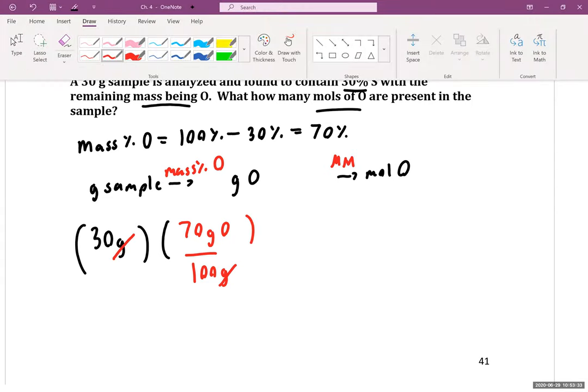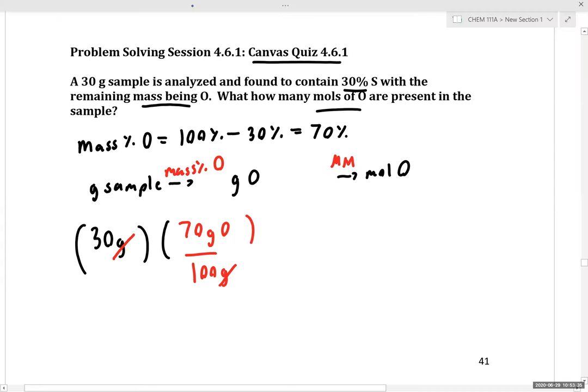And now that we've gone from the grams of sample to the grams of oxygen using our mass percent, we want to go from the mass of oxygen to the moles of oxygen. So we use our molar mass. So we have 1 mole of oxygen for every 16 grams.